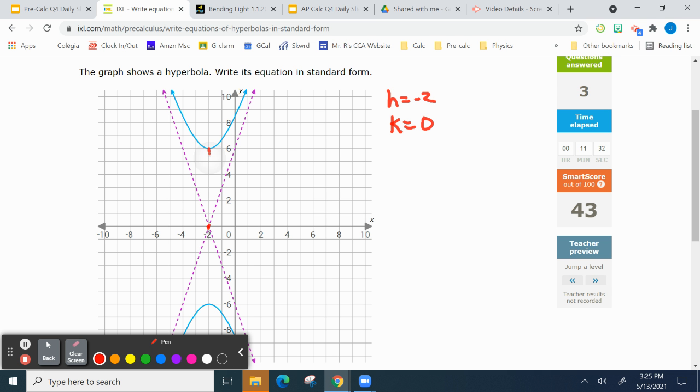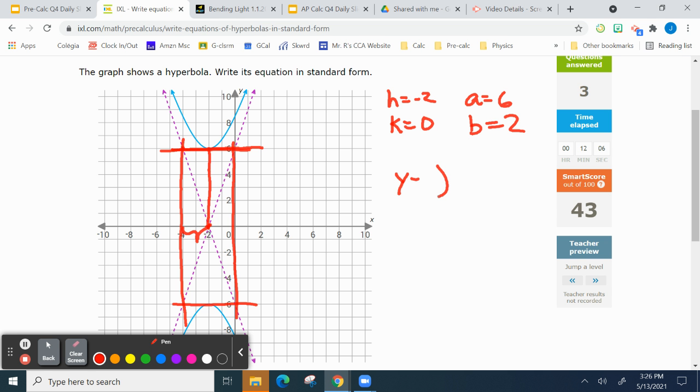And then we got our a, which is this distance right there. That goes from 0 to 6. So a equals 6. And then we go like this, and like that, and like that, and like that. We're finding where this tangent to the vertex intercepts the asymptote, right? And that distance there is 2, right? So b equals 2. And then you can write the equation from there. And since it's up and down, it's going to be y minus a. Not a, what am I doing?